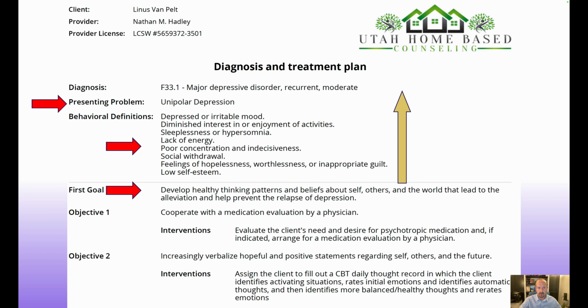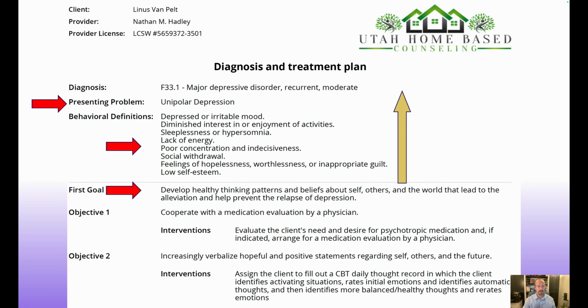Let's talk about the first goal. The treatment plan goal needs to be based on the major presenting problem for the very first diagnosis. So in this case, I put down for Linus that our overall goal for our treatment, for as long as we're going to be in treatment together, is to develop healthy thinking patterns and beliefs about self, others, and the world that lead to the alleviation and help prevent the relapse of depression. So very broad, very wordy, but also very flexible, which allows me a lot of room to use a bunch of different interventions.